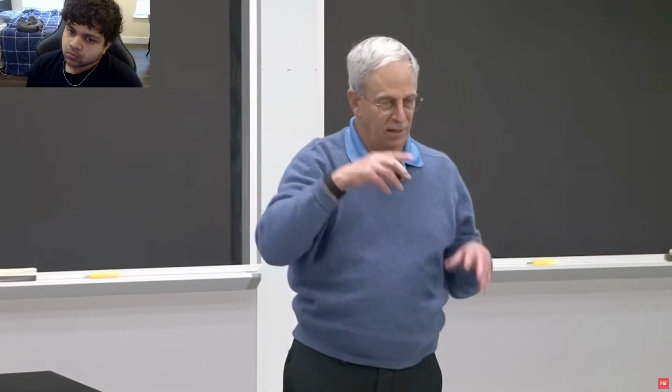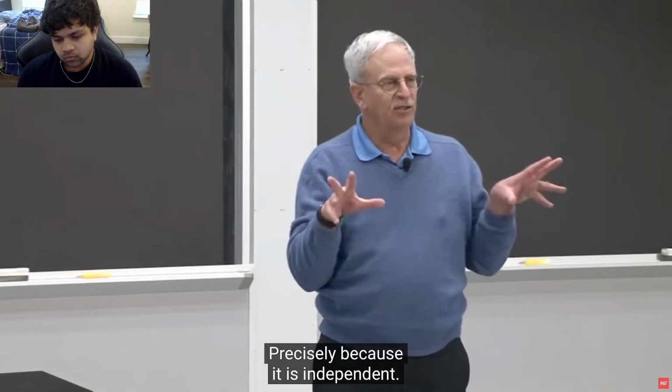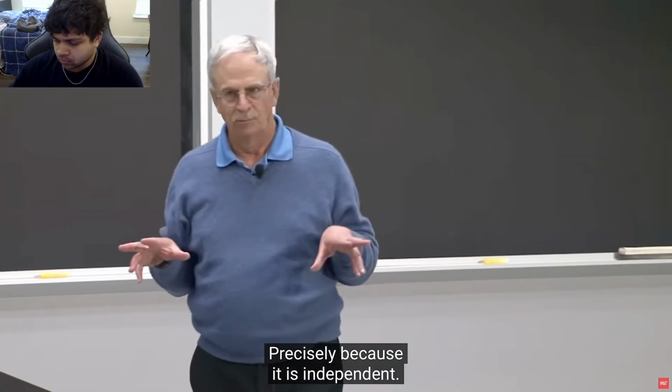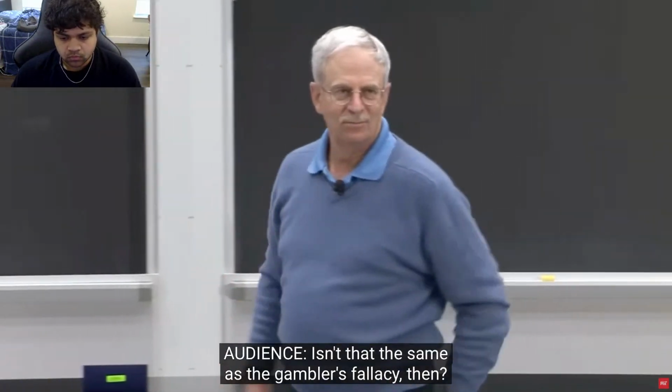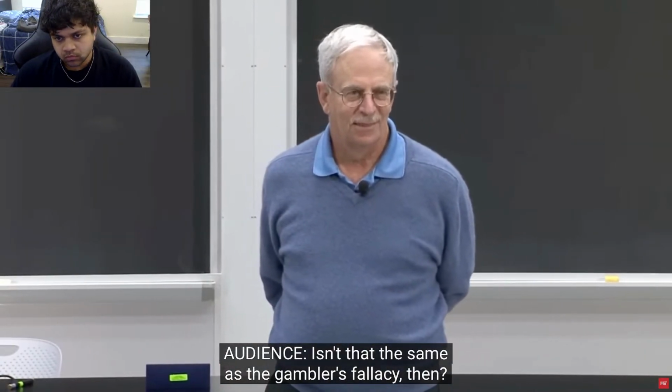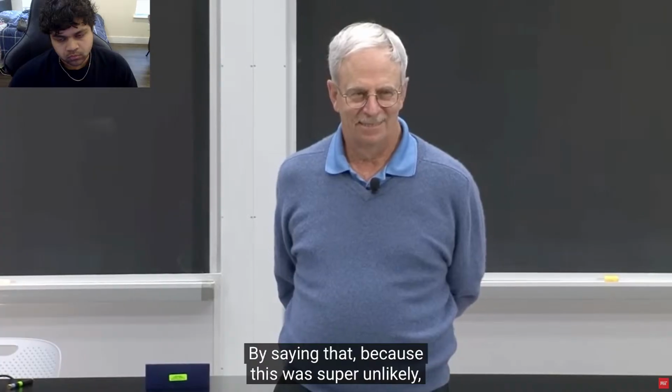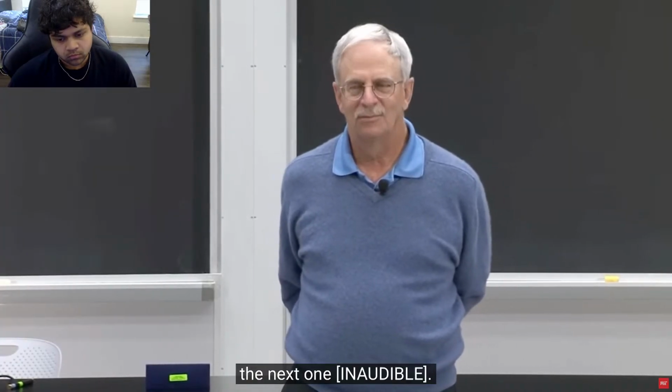Right? And it's precisely because it is independent. Does that make sense to everybody? Yeah. Isn't that the same as the gambler's fallacy then? By saying that, like, because this was super unlikely, the next one should return to normal?